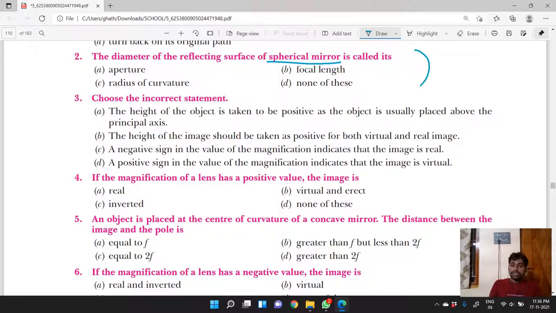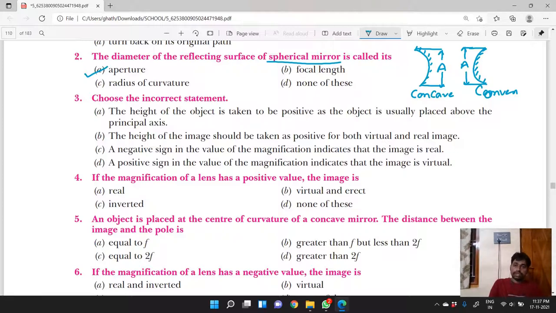If the reflecting surface is curved inward, then such a mirror is called a concave mirror. This is a concave. If the reflecting surface is curved outward, then this mirror is called a convex. So these are the two types of spherical mirrors. Then the diameter, this is nothing but the diameter, not the sphere's diameter, it is the diameter of the reflecting surface. So it is called the aperture. So the diameter of the spherical mirror is called the aperture. So the answer for this question is aperture.